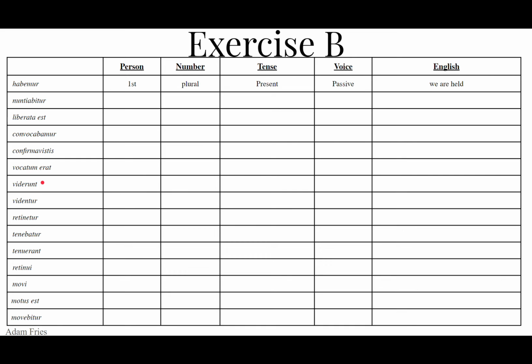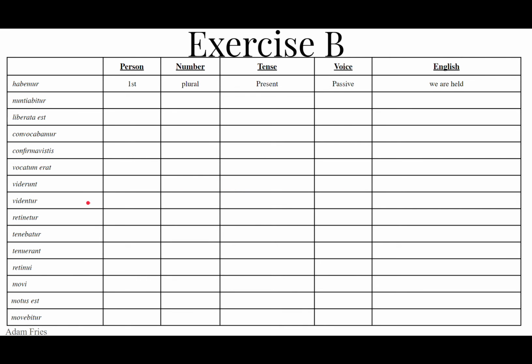Viderunt. This is the third person plural, perfect active. I isti it, imus istis erunt. So third plural, perfect active of video, videre, vidi, visus. Viderunt, they saw. They have seen.